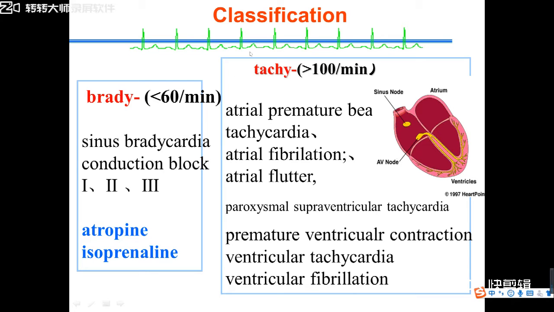Most arrhythmia patients are tachycardia patients. So when we mention arrhythmia patients, we mean tachycardia patients. Later, when we study antiarrhythmic drugs, we mean the drugs to treat arrhythmias, to treat tachycardia.